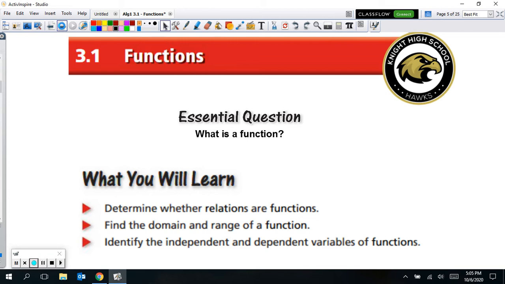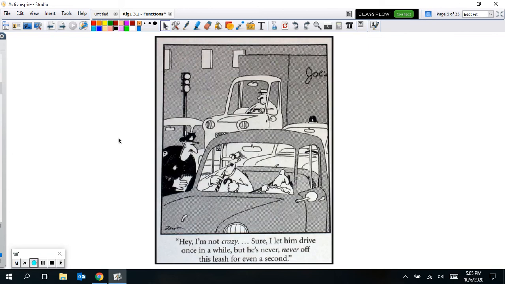All right, let's take a look at a cartoon to start us off here. Looks like this guy has the dog driving the car. He says, "Hey, I'm not crazy. Sure, I let him drive once in a while, but he's never off his leash, even for a second." He thinks as long as he has him on a leash, he can go ahead and drive his car.